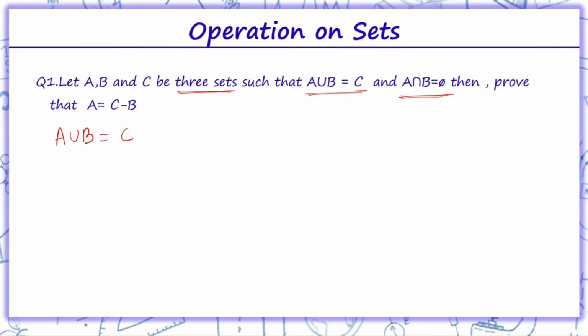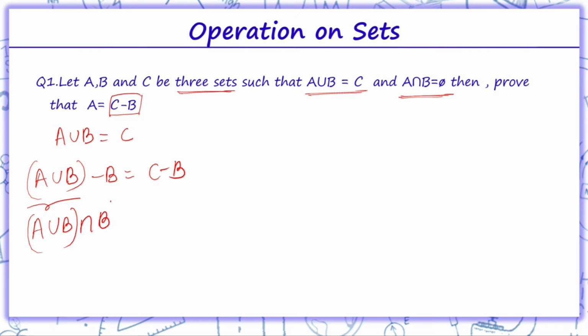So what we'll do over here, we'll subtract B from both the sides because over here we want B. So I'll write over here A union B minus B is equal to what? C minus B, because in our question the requirement was of C minus B. Now this can be written as we have studied, A minus B is A intersection B complement. So this can be written as A union B intersection B complement. This we studied in theorem 1, the first point. Now this is equal to what?